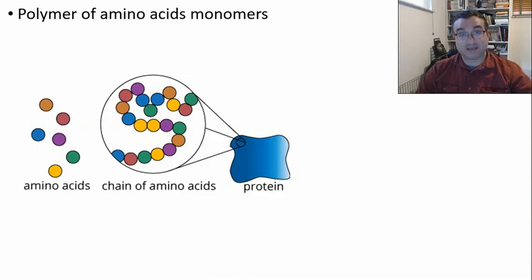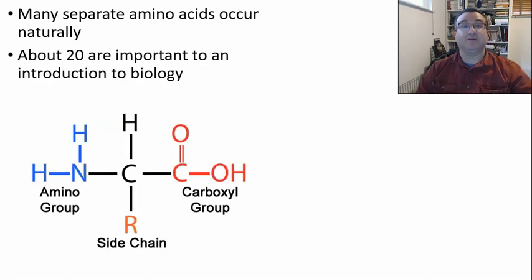Now, to get technical, proteins are a polymer of amino acid monomers. So amino acids are the individual small molecules that make up larger proteins. An amino acid can be joined together one next to another into a long chain, and that chain will eventually fold into the shape of a protein. There are many separate amino acids occurring naturally. About 20, give or take, are important to an introduction to biology class.